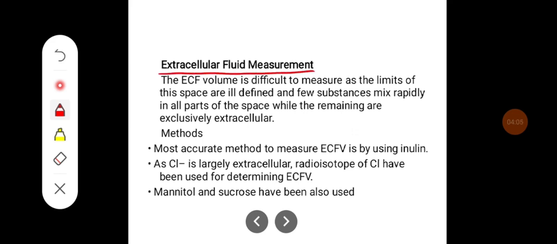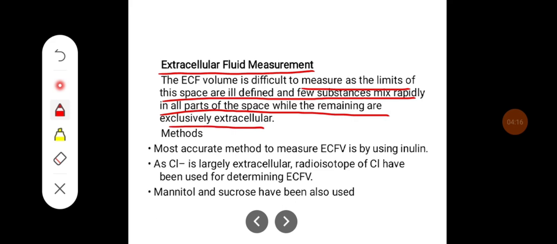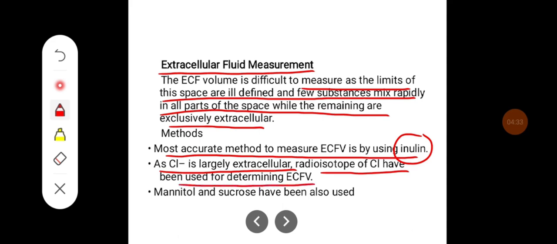Extracellular fluid measurement. The ECF volume is difficult to measure as the limits of this space are ill-defined and few substances mix rapidly in all parts of the space, while the remaining are exclusively extracellular. The most accurate method to measure the ECF volume is by using inulin. As chloride is largely extracellular, radioisotope chloride has been used for determining extracellular fluid volume. Mannitol and sucrose also have been used.